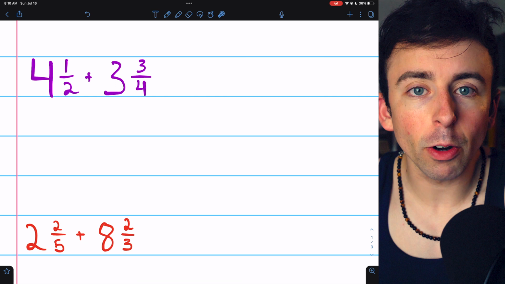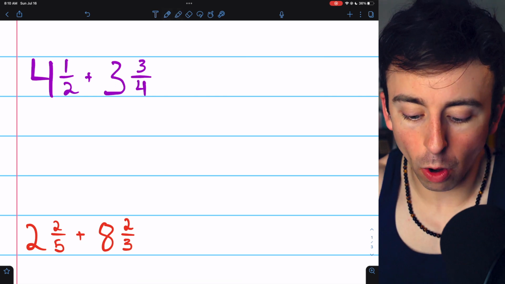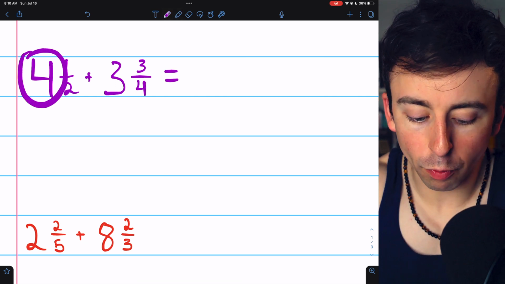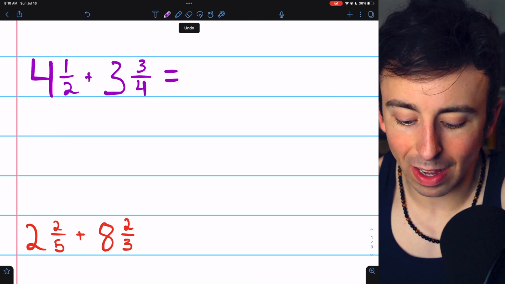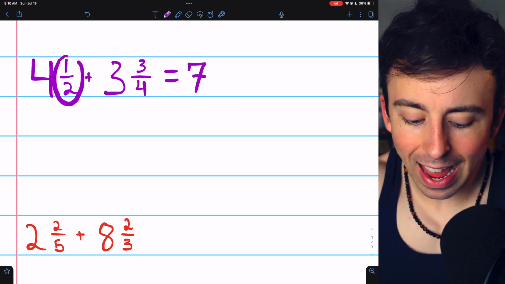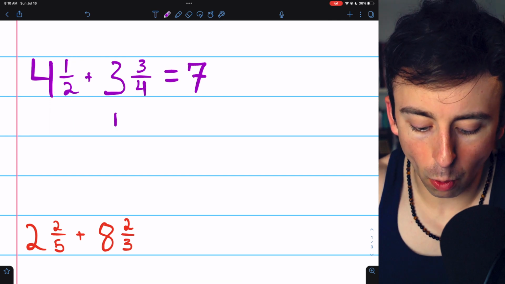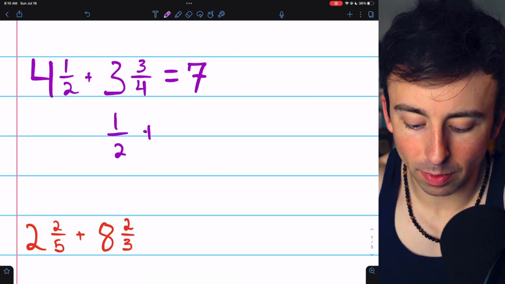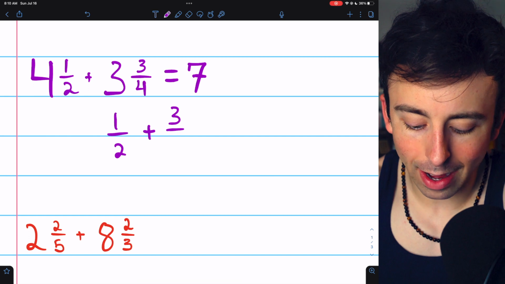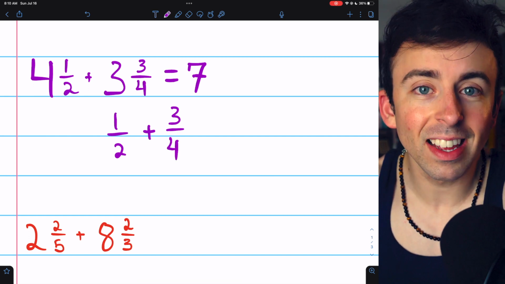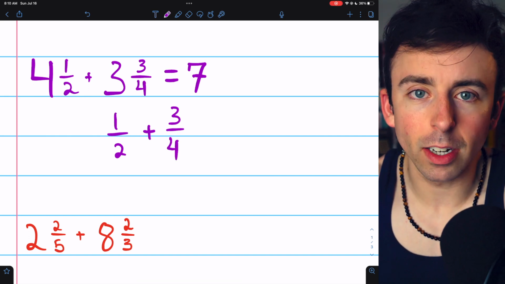To add these together, all we have to do is add the whole parts together, so 4 plus 3, which gives us 7, and then add the fractional parts together. The fractional parts, of course, are where the challenge really comes in. We need to add 1/2 to 3/4. To do that, we need common denominators.